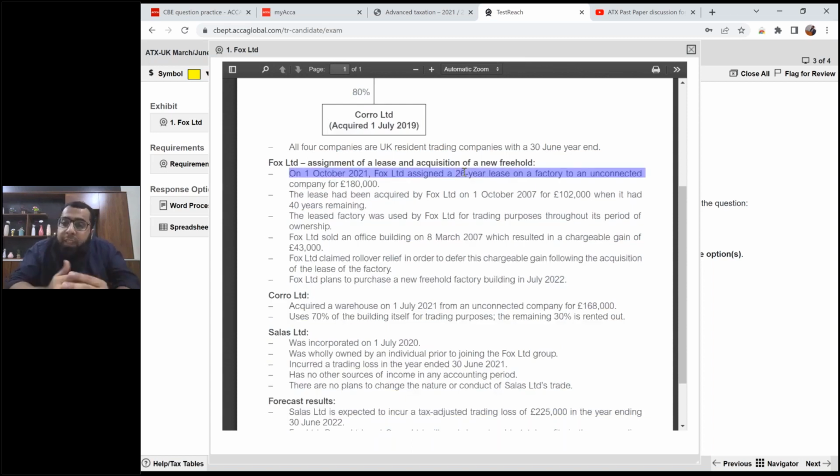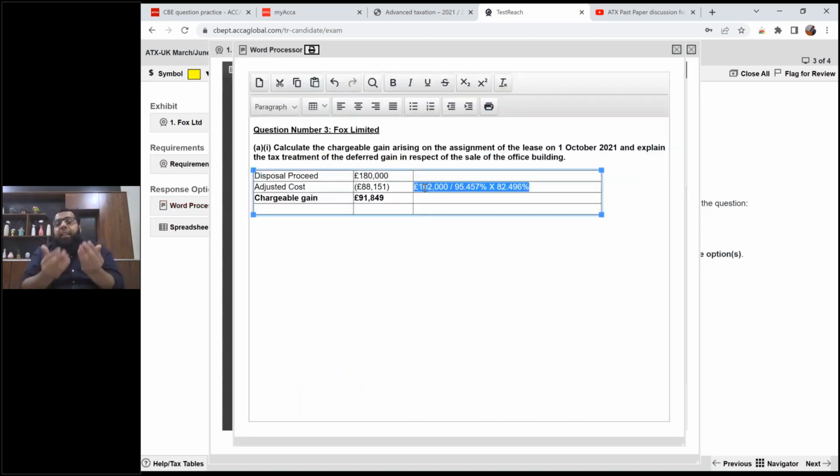It was disposed of when its life was 26 years. It purchased the lease when its life was 40 years. So what we will do is we will adjust the cost. One student is asking, sir, what would be the treatment if the lease would be of more than 50 years? If the lease would be of more than 50 years, you would not have adjusted the cost and you have taken the whole cost directly.